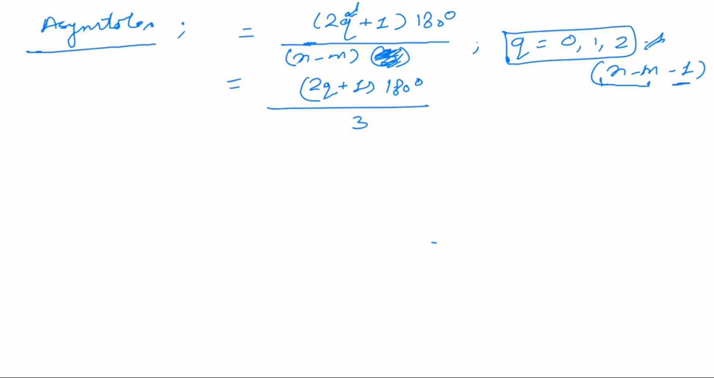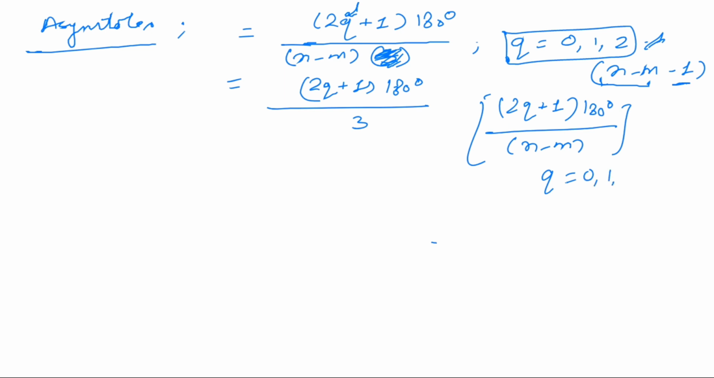So this is the exit formula: (2q plus 1) into 180 degree divided by (n minus m), where q varies from 0, 1, 2, and it goes up to n minus m minus 1. So for this transfer function, q will vary from 0 up to 2. The asymptotic angles for the given transfer function will be: put q equals 0 and we have 180 divided by 3, 60 degree. Put q equals 1, we have 180 into 3 divided by 3, so 180 degree. And put q equals 2, and we'll have the third asymptotic angle placed at 300 degree.